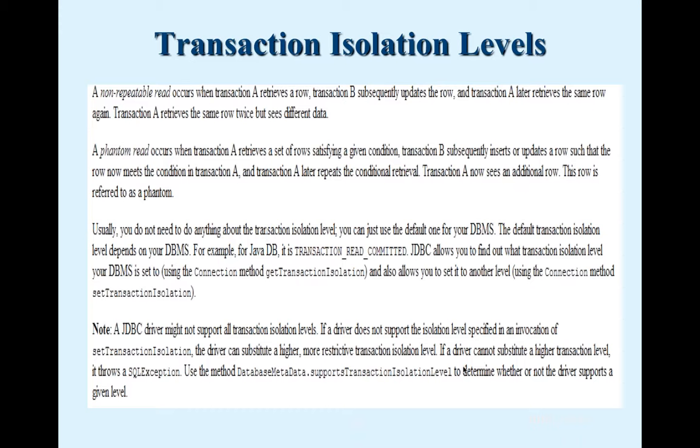That means a non-repeatable read occurs when transaction A retrieves a row, transaction B subsequently updates the row, and transaction A later retrieves the same row again. Transaction A retrieves the same row twice but sees different data because transaction B updated something.